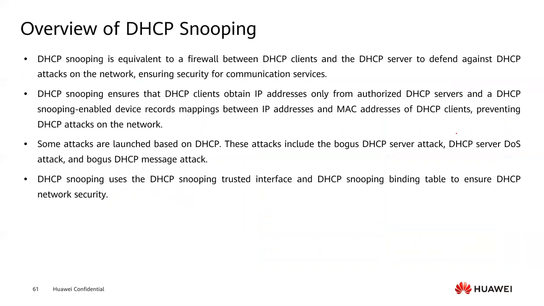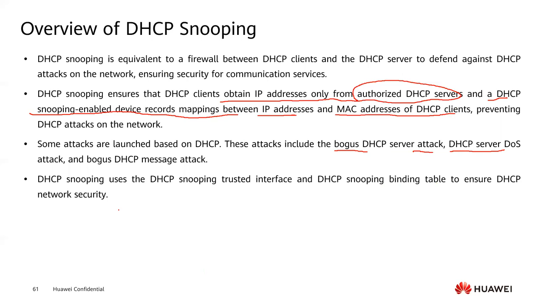DHCP snooping is like a firewall between DHCP clients and DHCP servers to defend against DHCP attacks on the network, ensuring security for communicating service. DHCP snooping ensures that clients obtain IP addresses only from authorized servers. How to define an authorized DHCP server? And a DHCP snooping enabled device records the mapping between IP address and MAC address of DHCP clients, preventing DHCP attacks on the network. Some attacks are launched based on DHCP. These attacks include bogus DHCP server attacks, DHCP server DoS attacks, and bogus DHCP message attacks. DHCP snooping uses the DHCP snooping trusted interface and DHCP snooping binding table to ensure DHCP network security.